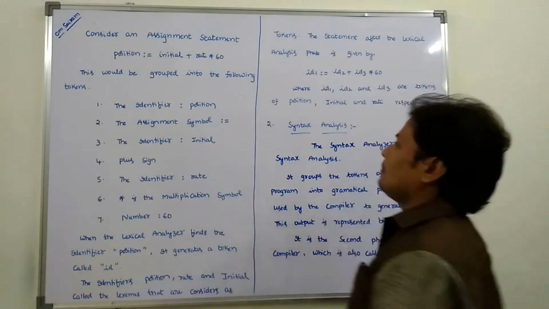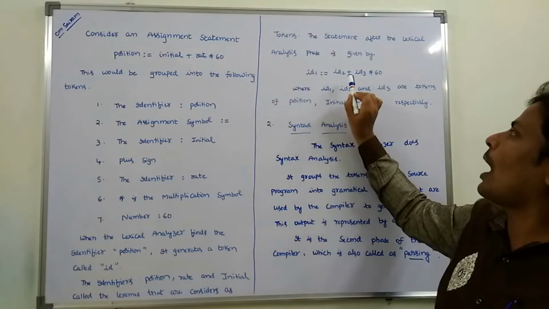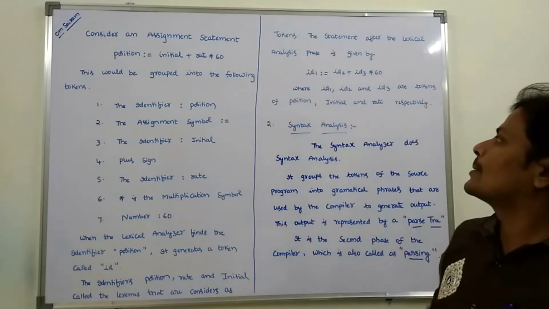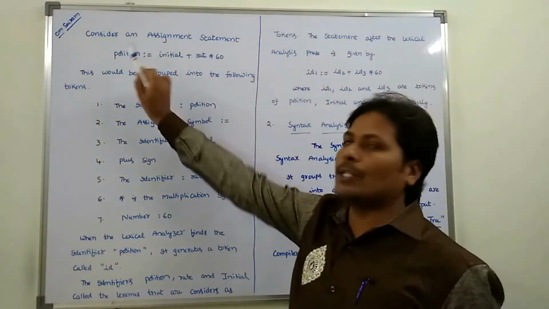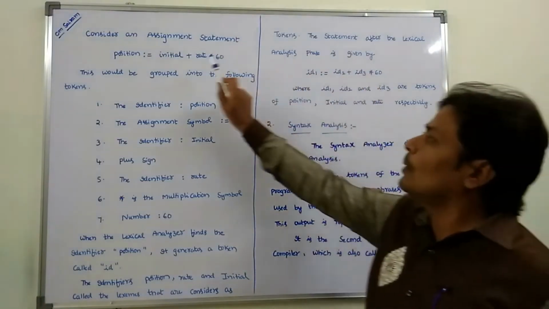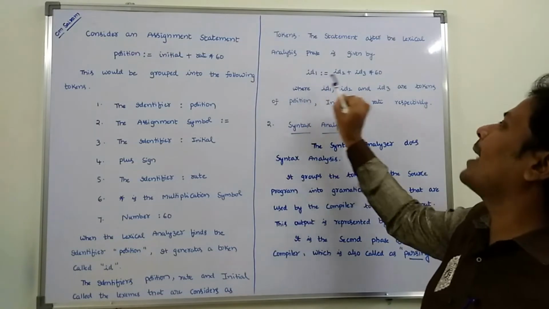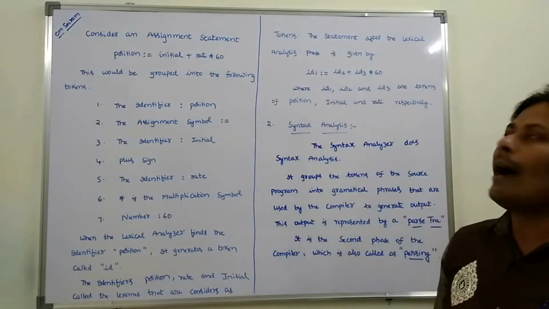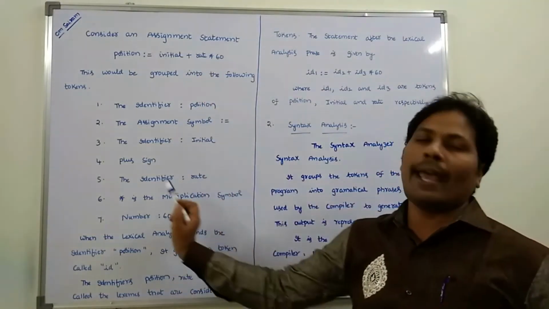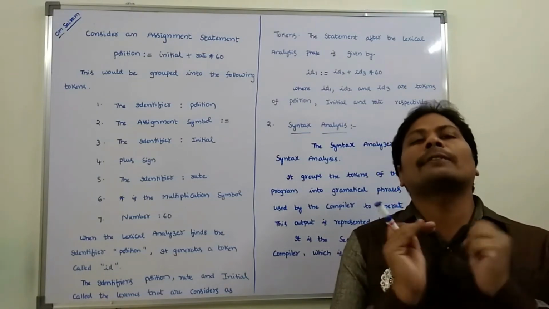So after the lexical analysis phase, this statement is formed as ID1 = ID2 + ID3 * 60. Here ID1, ID2, ID3 are identifiers. ID1 refers to position, ID2 refers to initial, and ID3 refers to rate. So this statement after the lexical analysis phase is formed as ID1 = ID2 + ID3 * 60. This is the description about the lexical analysis phase, with one example. Next, go for syntax analysis. Syntax analysis is the second phase of the compiler.